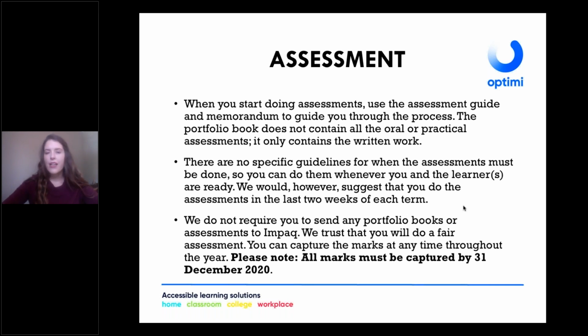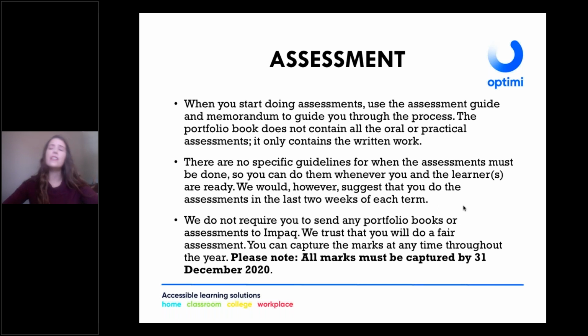Then we do not require you to send in any portfolios or books. We trust you and we are sure that you're doing a fair assessment. You can capture the marks at any time throughout the year. Please note that all marks must be captured by the 31st of December 2020. So you have the whole year to do your assessment.